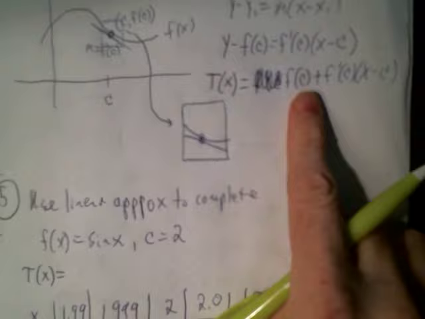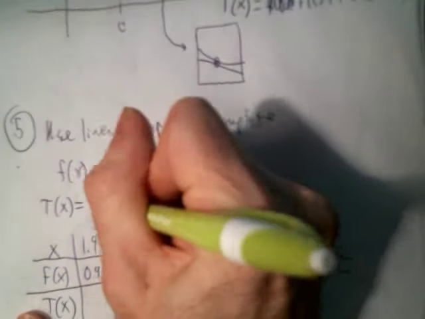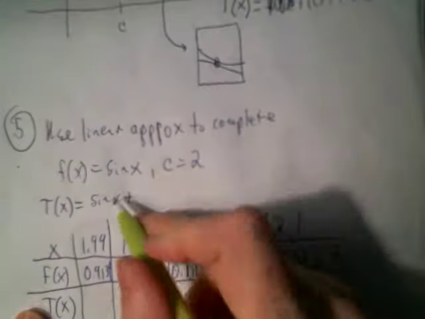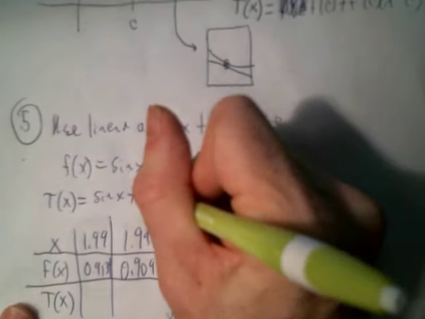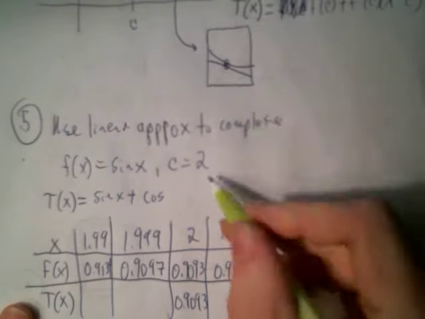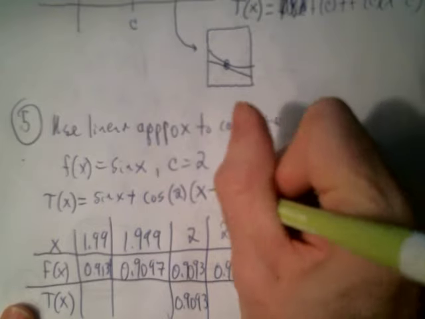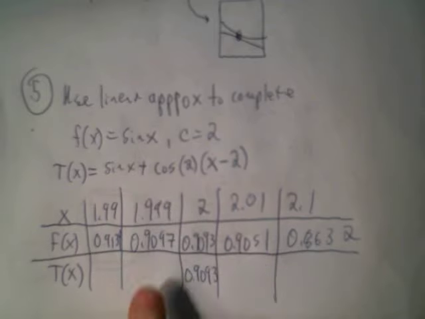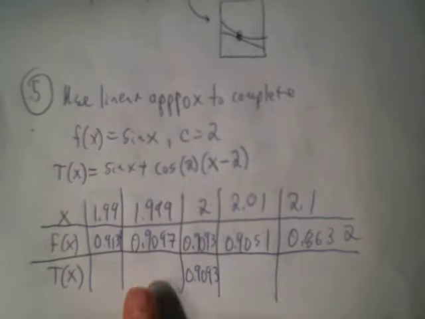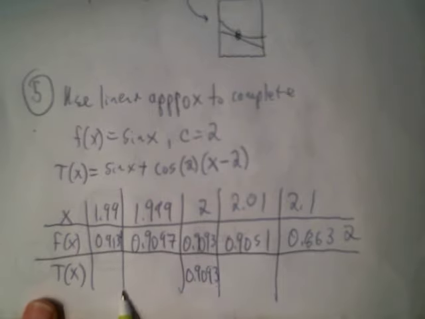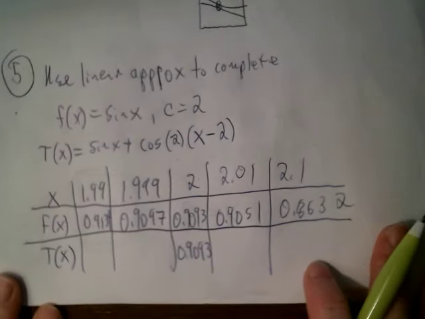Okay, so we need this formula. So t of x is what we're looking for. And if we just leech off of this information, it should be f of x, sine x, plus the derivative of f of x, which is cosine of x, but we're evaluating the derivative at this point 2, so cosine of 2 times x minus 2. Okay, so this will be the formula that I'm going to use, and I'm going to input these values into this formula to get approximations. And what you should see happening is close to 2, it'll be an okay approximation, but then as you get farther away, it's not as good.